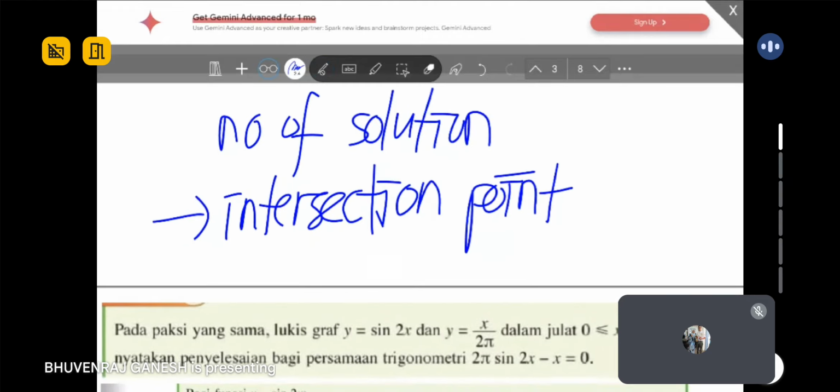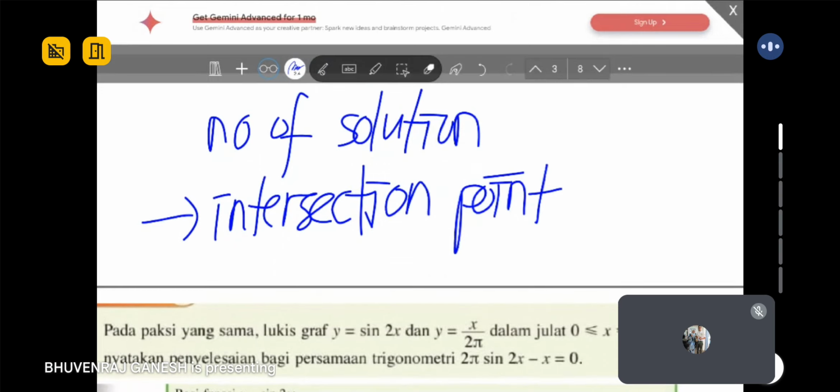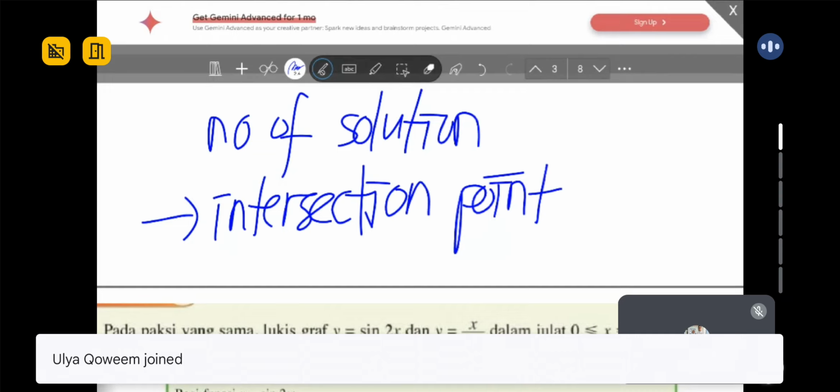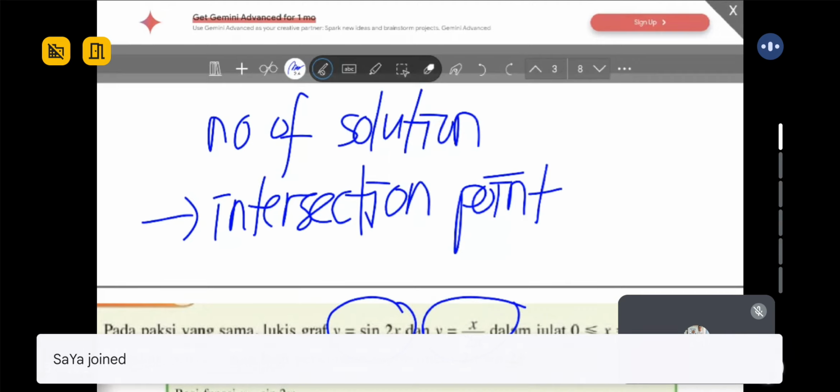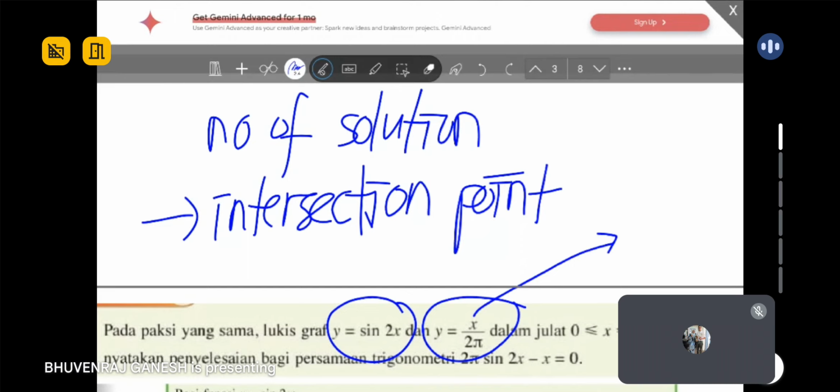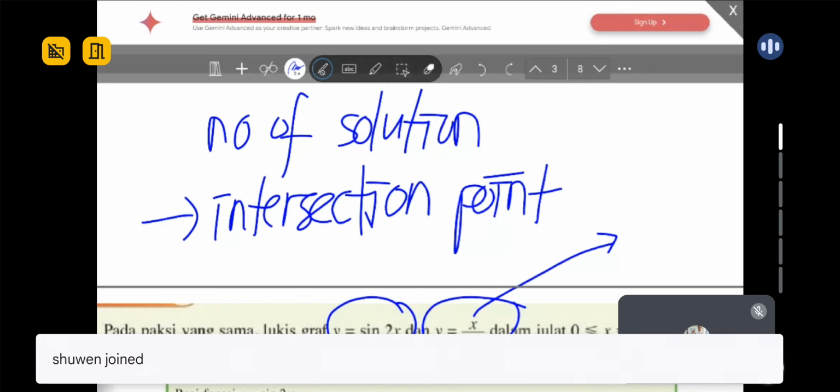Okay, so an example is this kind of question. Ini contoh. You can see that they want you to state the number of solutions for this equation. First step, of course you must draw these two graphs. Kamu kena lukis dua graf ni. How does this graph look? X bahagi 2 pi. Cuba huraikan. Is it a curved graph? Is it a straight graph? Macam mana bentuk graf ni? Garis lurus atau lengkung?